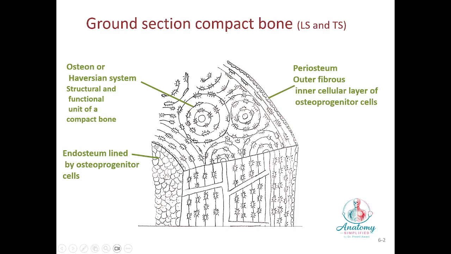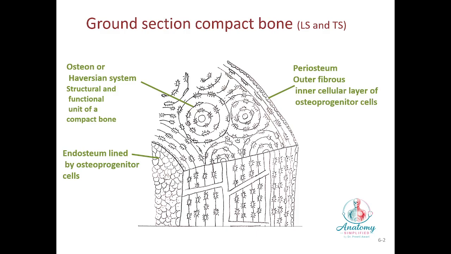Inside, again, there will be bone marrow. That bone marrow will also be lined by endosteum, where again the lining is formed by osteoprogenitor cells. So this is the basic structure you see in a compact bone. We are going to see the details afterwards. In the same diagram, which is a 3D diagram, the uppermost part is the transverse section and the lower part is the longitudinal section. We are going to see both of them together.